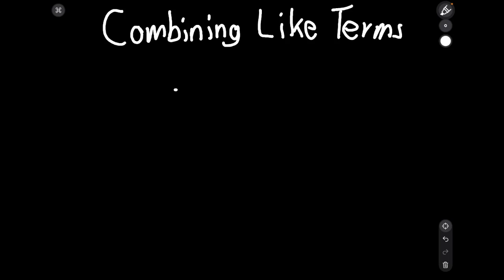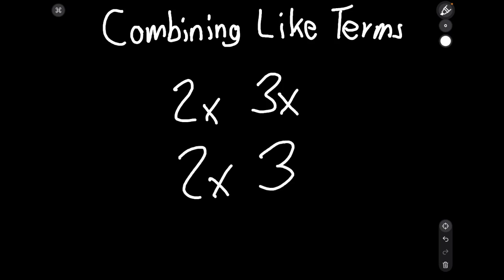In this video we're going to learn how to combine like terms. Like terms are terms that have the same variable and the same type, like 2x and 3x. These can be combined, but terms like 2x and 3 cannot be combined because they are different. To combine like terms, we add or subtract the numbers in front of the variable and keep the variable the same. This helps us simplify expressions and makes solving algebra problems easier.